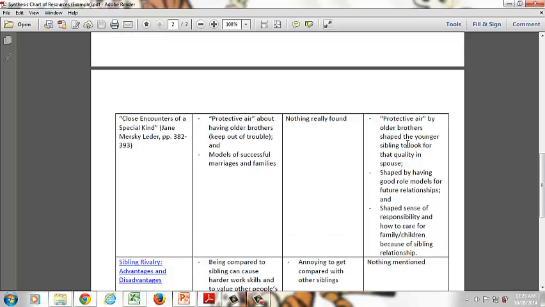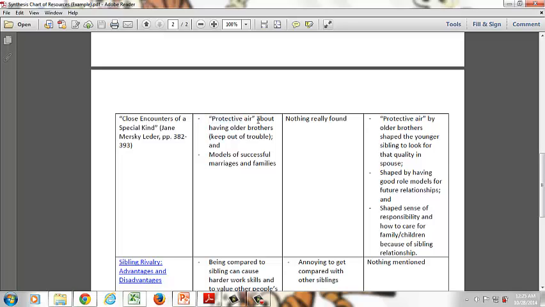Let's take a look at the close encounters of a special kind. Again, as noted earlier, it's kind of a difficult article. So keeping in mind that this column right here is the advantages, disadvantages, and this is the main idea, information body paragraph for how a person is shaped by their siblings. So this particular article, remember I told you that story of Janice. It talked about the relationship she had with her older brothers, that they had a protective air with her. And what I mean by that is that, if there was something going on, they would keep her out of trouble. They would protect her.